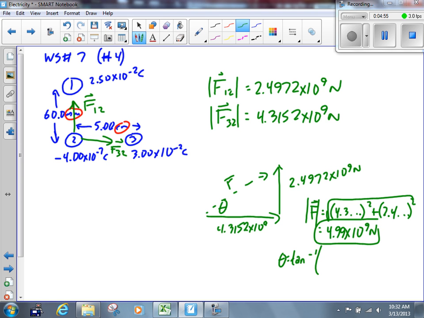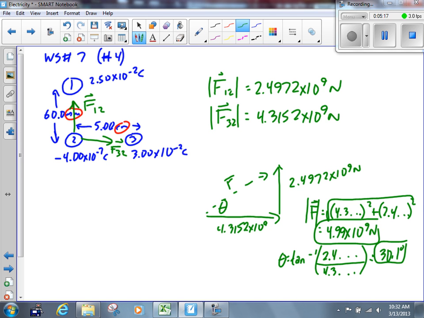It's 2.4 over 4.3, and so on. We get an angle there of 30.1 degrees. So 30.1 degrees above the positive x-axis, or 30.1 degrees above the right, or something to that effect.